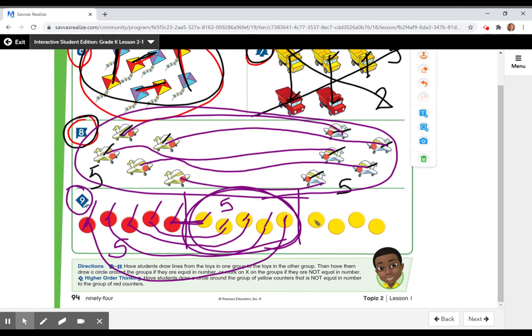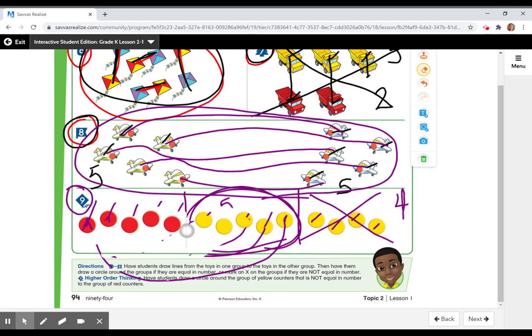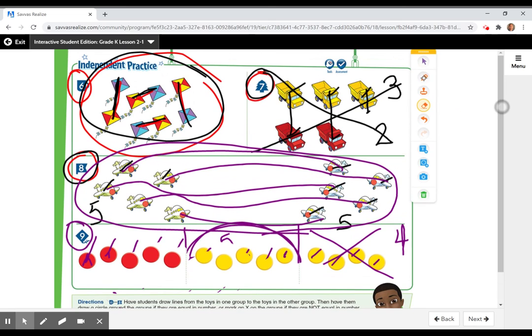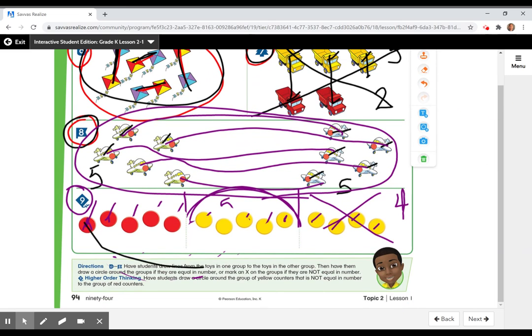And then on this one, let's count how many we have. 1, 2, 3, 4. Is 4 and 5 the same? No. So we're going to put an X through this one. Good. And then if we drew our lines, you can see that they won't match up. We have that matches up.